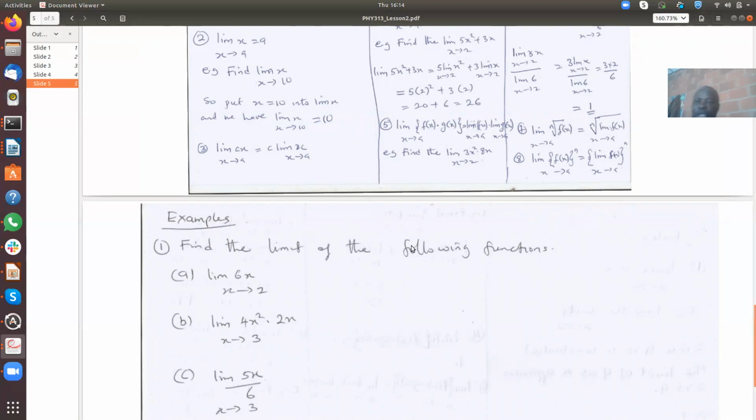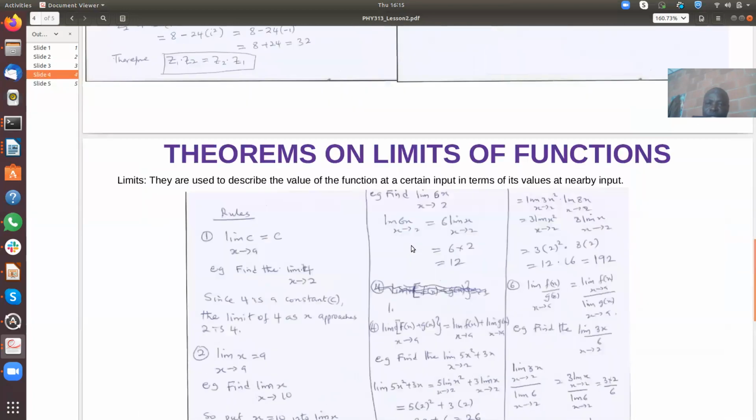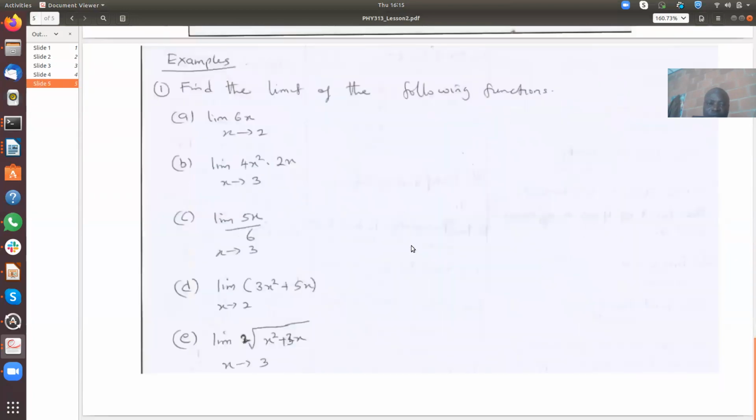So any problem, any questions so far? Any questions? I'm expecting questions, contributions, or suggestions from the floor. Questions, contributions from the floor. Any questions, contributions, or suggestions from the floor?